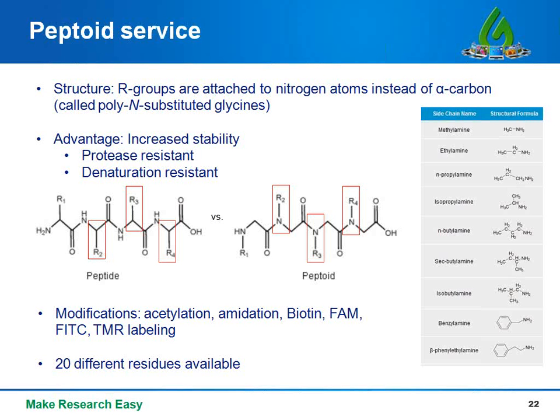One disadvantage of peptoids is that binding of the R groups to the nitrogen atoms reduces the number of hydrogens available for hydrogen bonding, which is necessary for some secondary structure. But residue selection can help overcome this constraint.